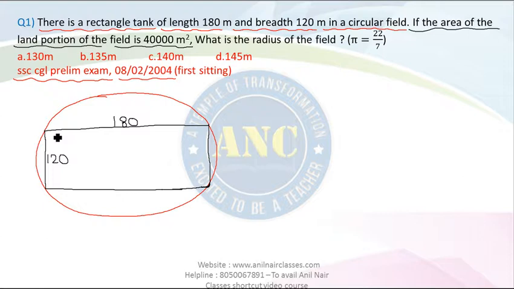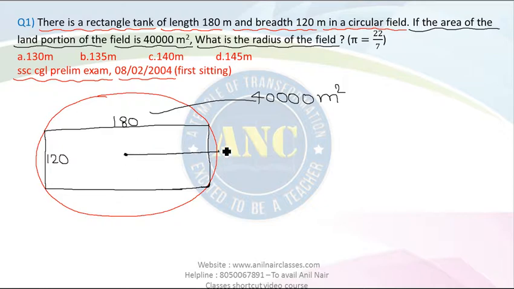So the rectangular tank, the area represented in black color, is not a land portion. That is a portion occupied by the rectangular tank. That means the area of the land portion, the free area where nothing is occupied, is given as 40,000 meter square. And your question is, what is the radius of the field? The circular field's radius is what you need to find in this question, or in other words, the radius of the circle is what I need to find.